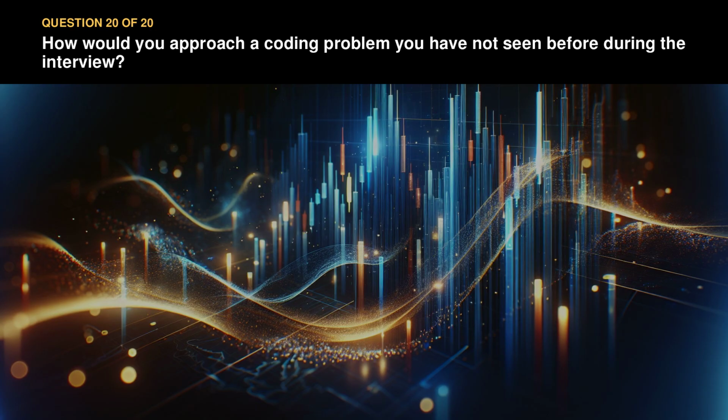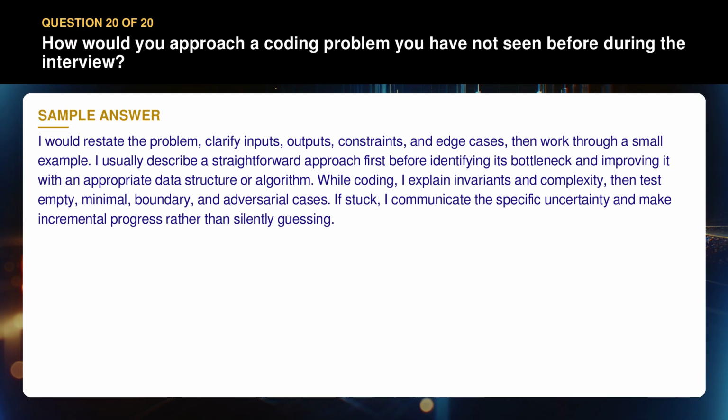Question 20. How would you approach a coding problem you have not seen before during the interview? I would restate the problem, clarify inputs, outputs, constraints, and edge cases, then work through a small example. I usually describe a straightforward approach first before identifying its bottleneck and improving it with an appropriate data structure or algorithm. While coding, I explain invariants and complexity, then test empty, minimal, boundary, and adversarial cases.